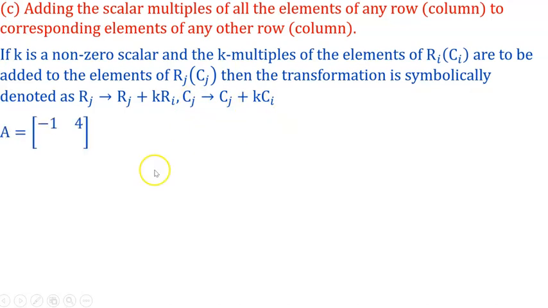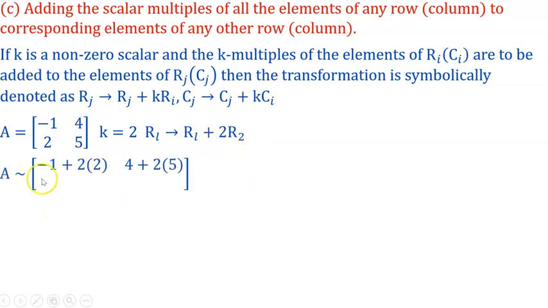Okay, now see this here. Example, A is the matrix minus 1, 4, 2, 5. Here k is equal to 2. Next, R1 changes to R1 plus 2 times R2. Okay. Then the new matrix. Which row is changing? R1 is changing.